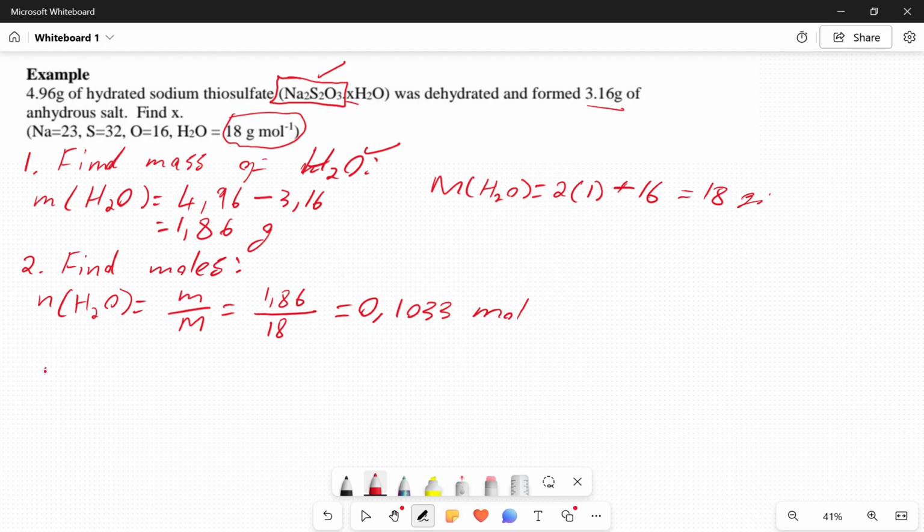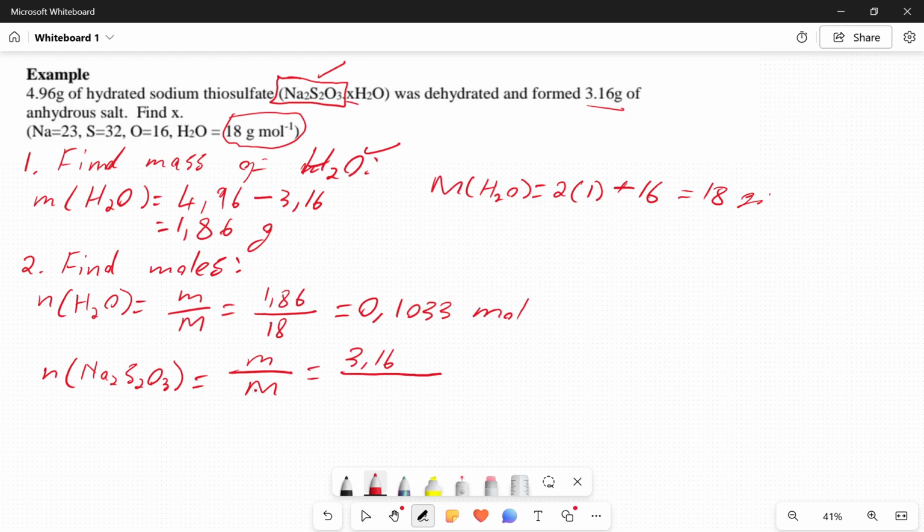Now I'm gonna look for the number of moles of my anhydrous, which is Na2S2O3. How do I do that? Well, I already have my formula, which is mass over molar mass. What is the mass of my anhydrous? It is 3,16. I'm told here that 3,16 of anhydrous salt, and this is my anhydrous. So the mass of it is 3,16.